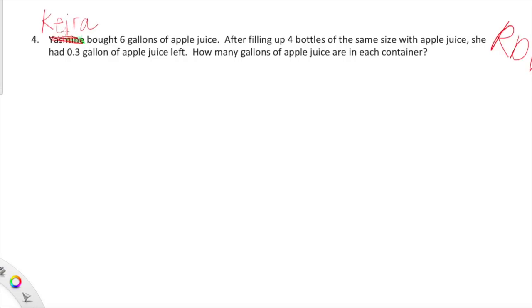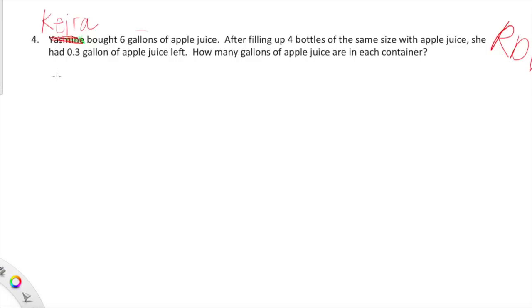Okay, so Kira bought 6 gallons of apple juice. After filling up 4 bottles of the same size with apple juice, she had 3/10 of a gallon left. How many gallons of apple juice are in each container? Okay, so with these problems, you guys, it is so important to read.